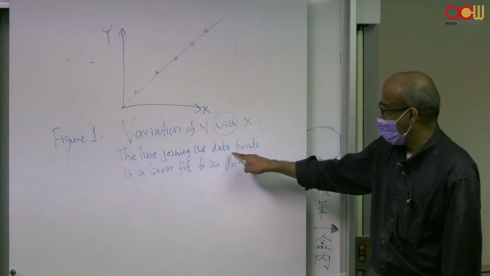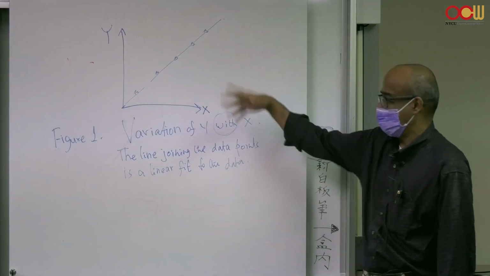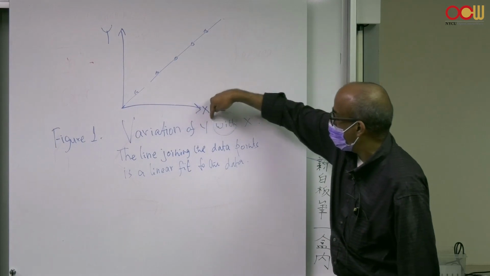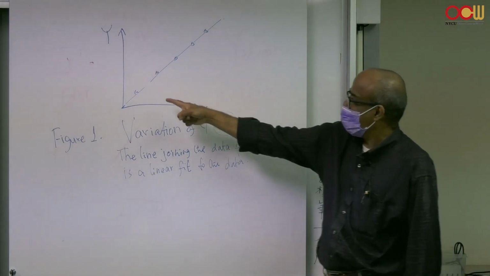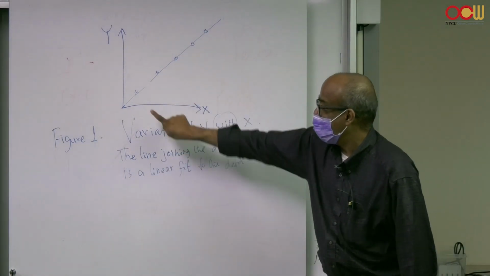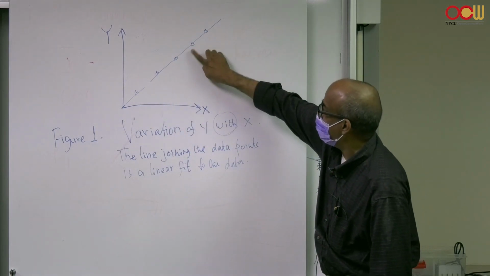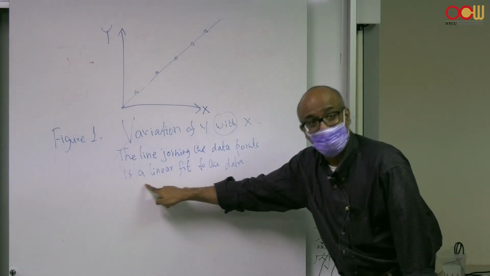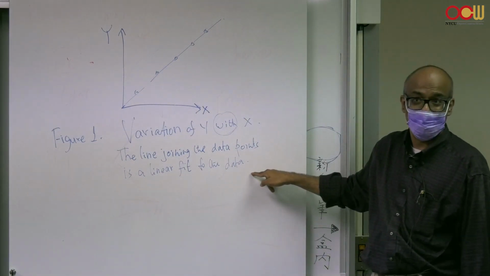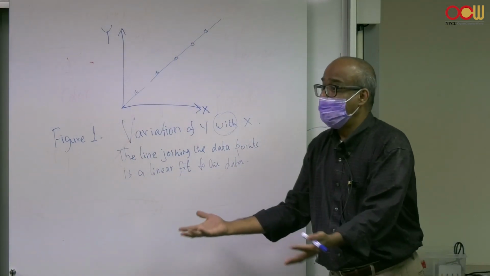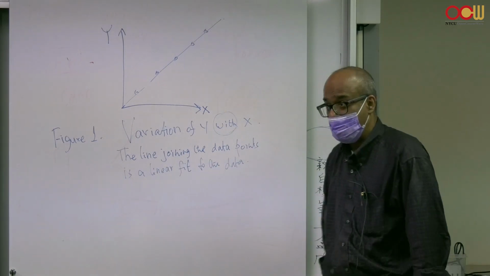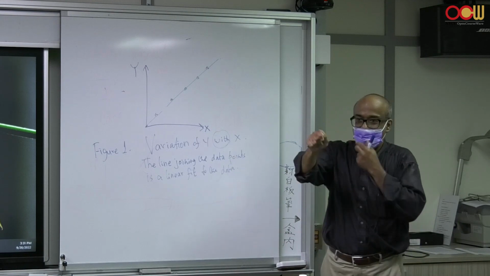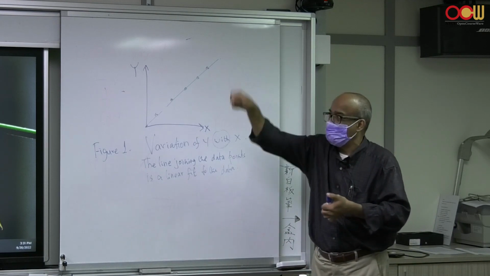The line joining the data points is a linear fit to the data. So you see, if you don't have the line, then it is just variation of y with x. If you have this line, then you have to add this. The line joining the data points, these are the data points, and this line joining the data points is a linear fit to the data. If it is linear, if it is not exponential, logarithmic, or some other equation, this line is fitted with y equal to e to the power something.